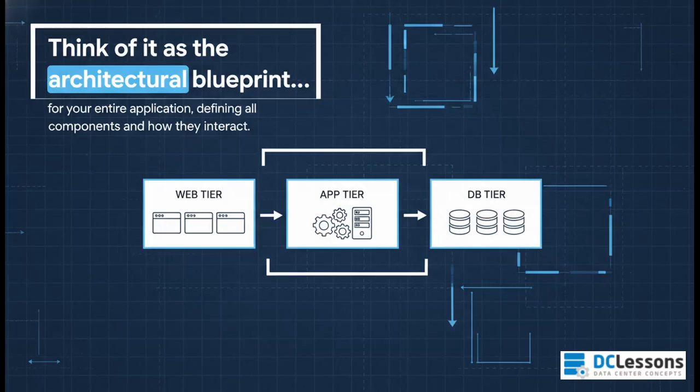The best way to think about it is like an architectural blueprint for your app. A building plan shows you every room, every plumbing line, every electrical circuit, right? Well, the application profile does the exact same thing. It maps out every tier of your application, and most importantly, it defines the rules for how they all get to interact with each other.